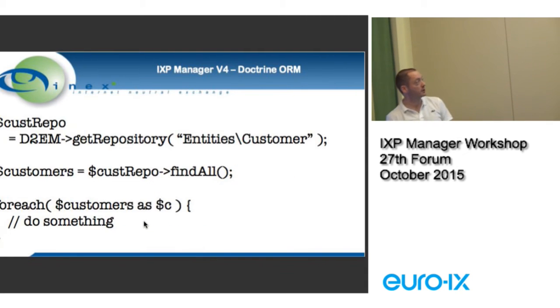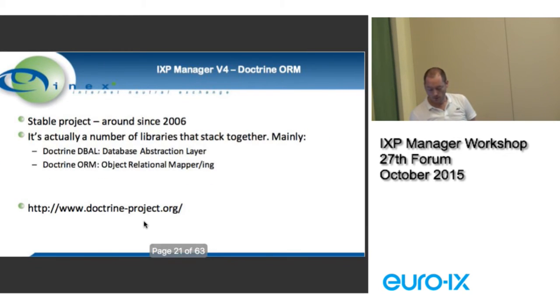Finding all the customers looks like this. Some customer repository. So we get a customer repository, and then we basically find all customers. Then we can iterate over them and do something.